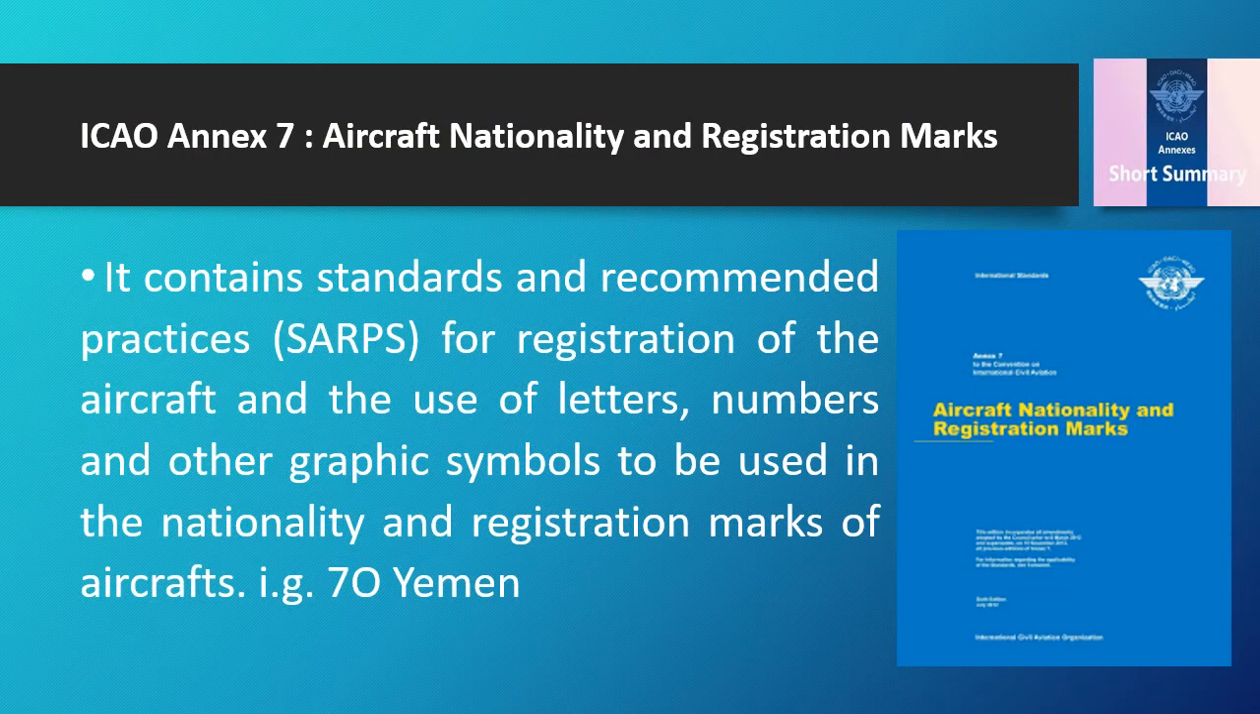ICAO Annex 7, Aircraft Nationality and Registration Marks. It contains standards and recommended practices, SARPs, for registration of the aircraft and the use of letters, numbers and other graphic symbols to be used in the nationality and registration marks of aircraft. For example, 7O, Yemen.